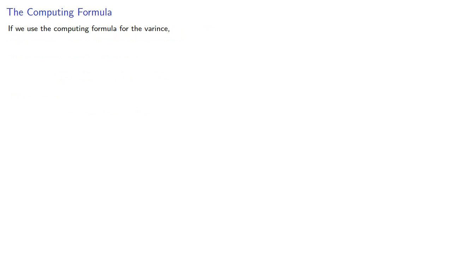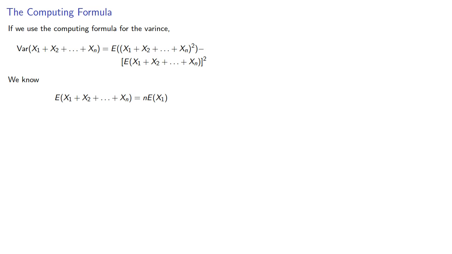If we use the computing formula for the variance, that's going to require us to find the expected value of the square of the sum minus the square of the expected value of the sum. So we know the expected value of the sum is just n times the expected value of the first trial, so this second term is easy enough to find. But finding the expected value of the square of the sum is going to require finding the expected value of the products for i not equal to j.